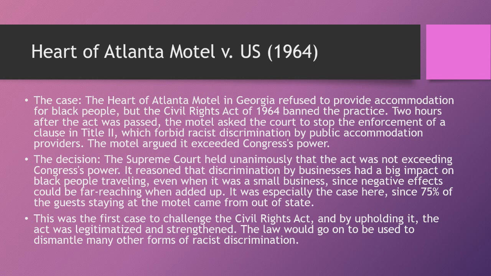It reasoned that discrimination by businesses had a massive impact on black people travelling, even when it was small businesses, since negative effects could be far-reaching when added up. And it was especially the case here, since 75% of the guests staying at the motel came from out of state. This was the first case to challenge the Civil Rights Act, and by upholding it, the act was legitimised and strengthened, and the law would go on to be used to get rid of racist discrimination. So a very good one, talking about civil rights, which we will have to talk about in the future anyway.